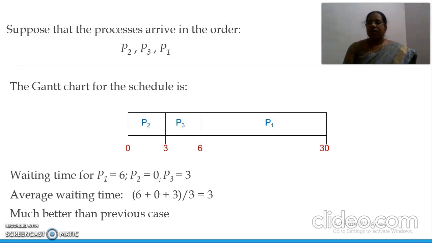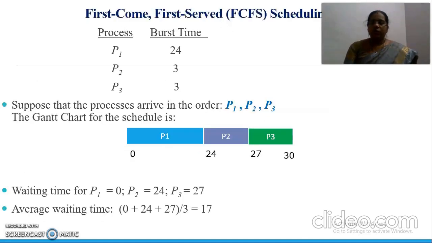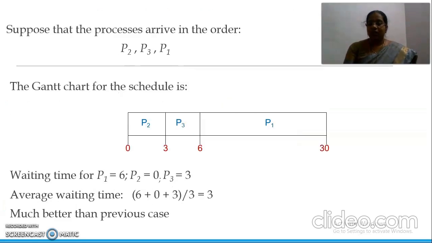When we calculate as in the previous example, we can see here the average waiting time is only 3. We can compare this with that. Here we have a tremendous change, where there we faced 17 and here we got 3. So this is much better than the previous case.